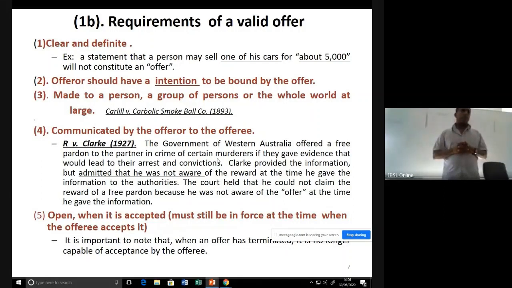For example, if I am the boy, I say, I like you, I would like to marry you. If you like, give me your answer, that means acceptance, within a week's time. So my offer is clear, it's definite, and the time is also given. The offer is valid only for one week. If it is not accepted within one week, the offer comes to an end.